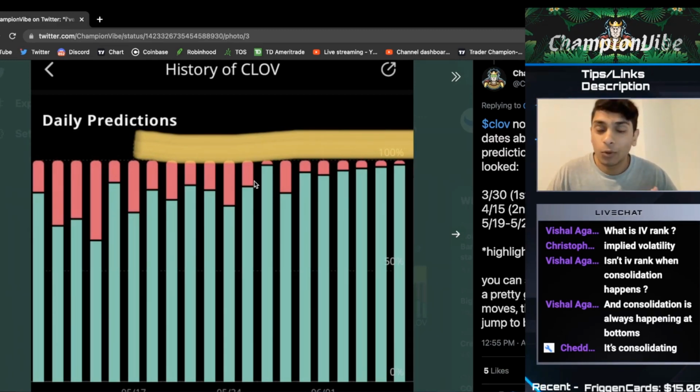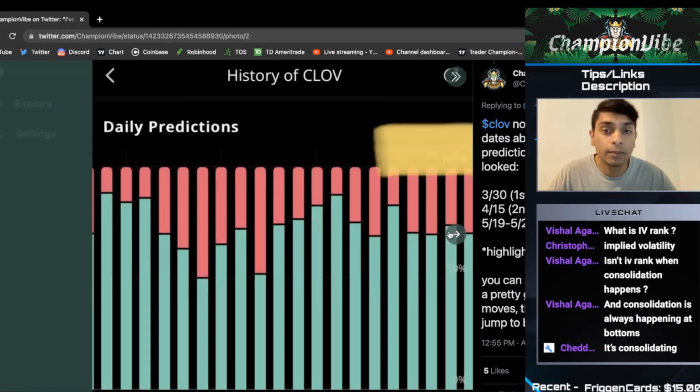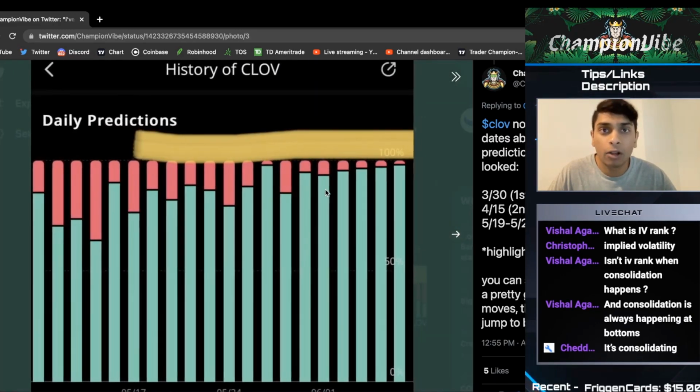For the last week of May and the first week of June, look how insanely bullish the Webull sentiment was. I've never seen it that high, and this was before any crazy move. We were at $8 and we went to 28 within a few days for Clover.